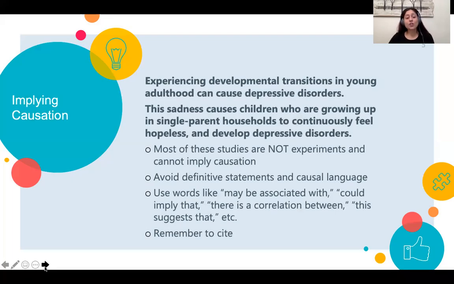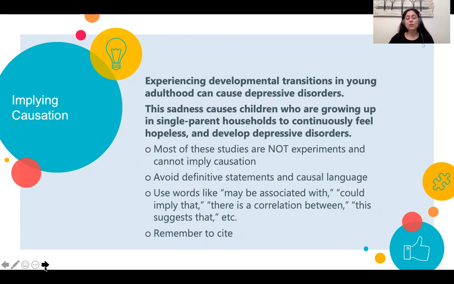Okay, another big issue is implying causation with your writing. Most of the studies that you're going to be citing for your paper are not true experiments, which means that they can't imply causation. They can't say that this thing causes this thing. Like in that first one, experiencing developmental transitions in young adulthood can cause depressive disorders. Unless that was a true experiment where they had one group randomly assigned to the transition group and another one randomly assigned to the not transition group, you can't say that it causes it, right? That's incorrect. So you want to avoid these definitive statements and causal language.